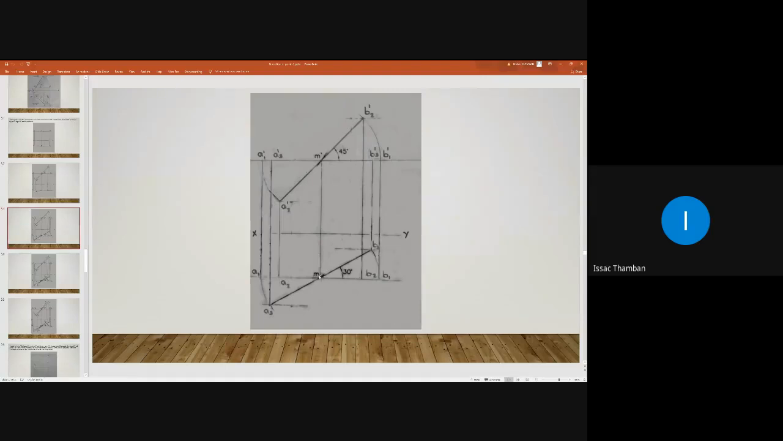So here, through point M, you draw a 30-degree line like this. Through point M, draw a 30-degree line.